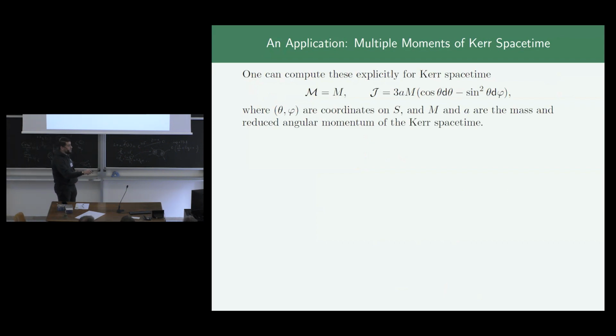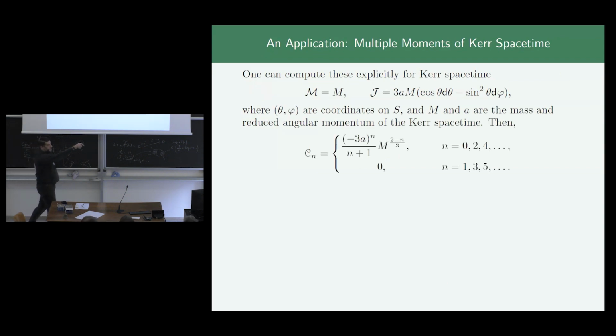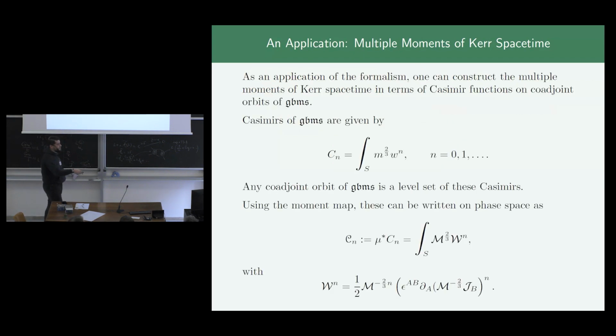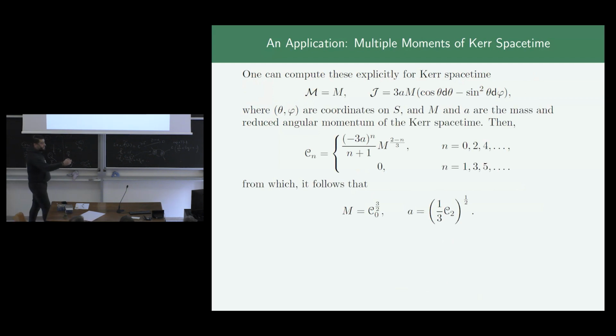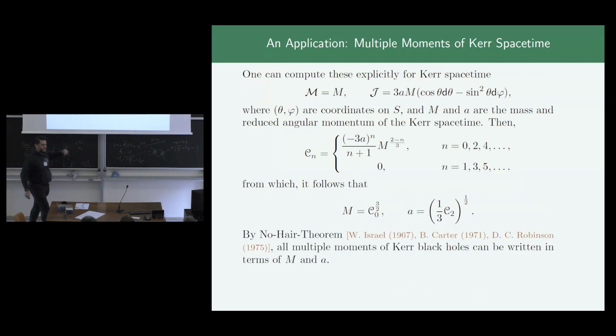If you remember, these two were the things parameterizing the phase space, where M and A are the usual parameters that appear in the Kerr metric. And if you compute the integrals that I wrote, this integral here, you can see these are the Casimirs, very explicitly in terms of M and J. So in particular, the mass and the reduced angular momentum of the Kerr can be completely algebraically constructed in terms of these Casimirs.